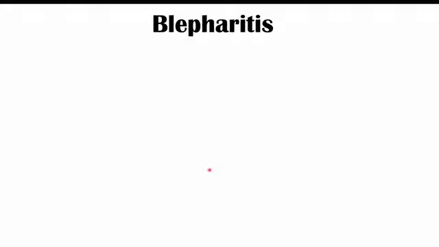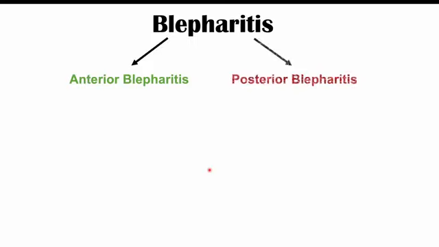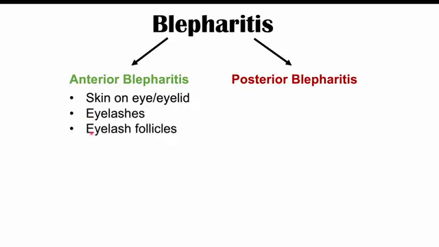Blepharitis can also be broken down into different types, as we mentioned earlier on in this lesson. One is called anterior blepharitis, and the other one is posterior blepharitis. Each one depends on where the inflammation is occurring. With regards to anterior blepharitis, the skin on the eye and eyelid is affected, eyelashes are affected, and eyelash follicles are affected. So this is the one that we're often going to see clinically.